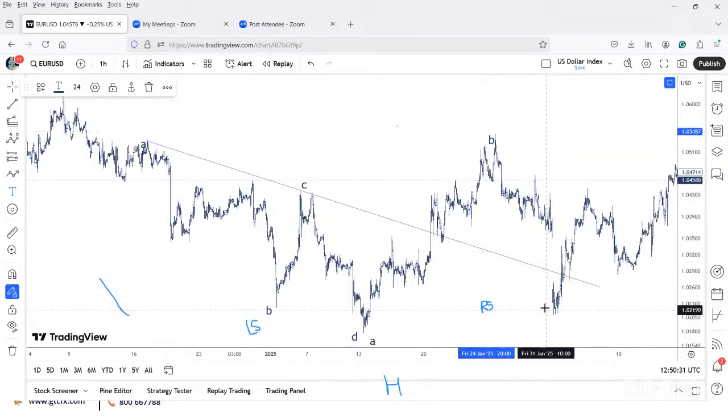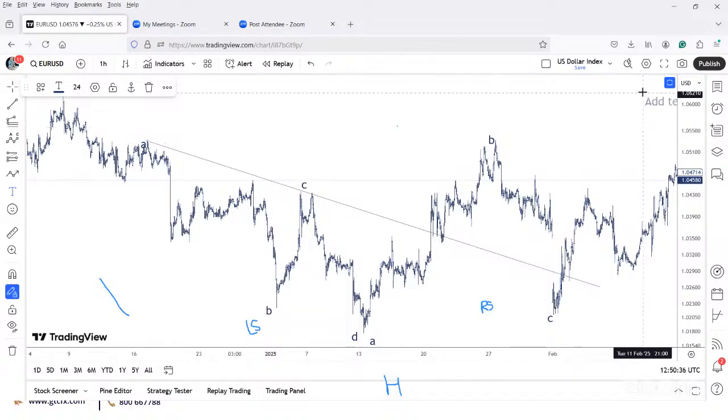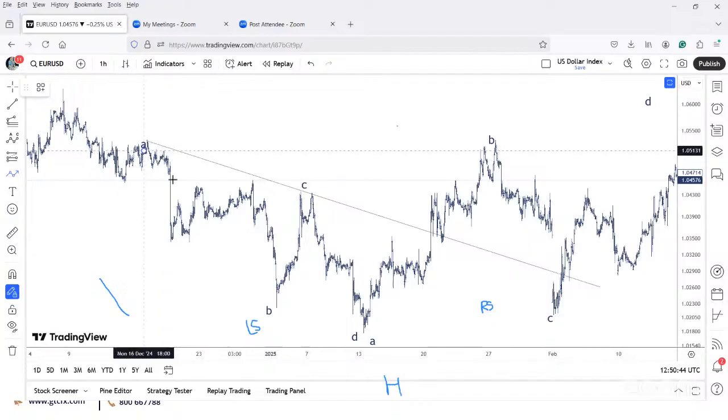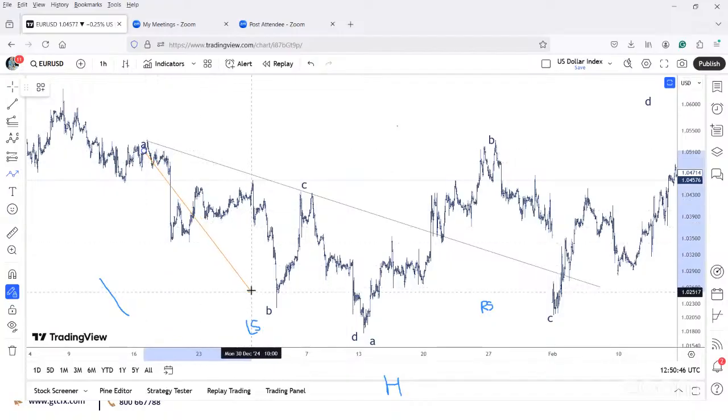So here's the C, and D is still to form, but the market has already reversed. It may go a bit sideways for a while, but the most important thing that we want to highlight here is that is an inverted head and shoulder.